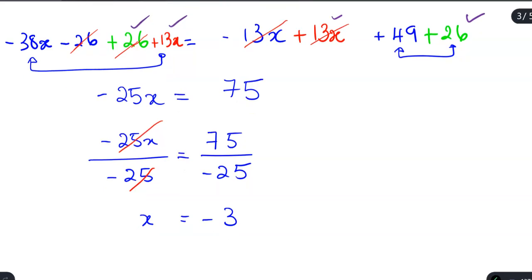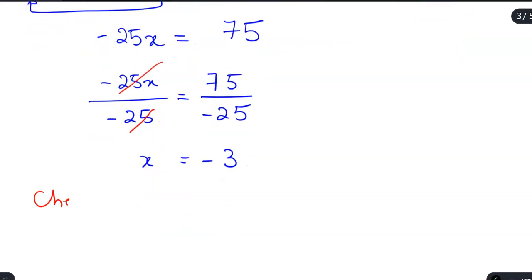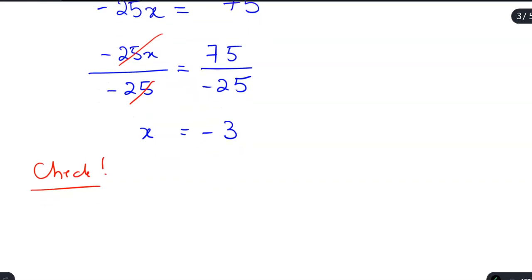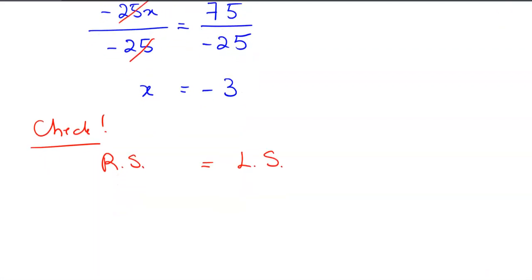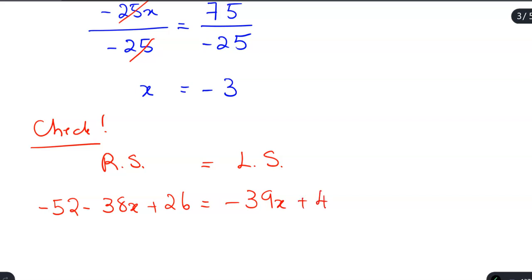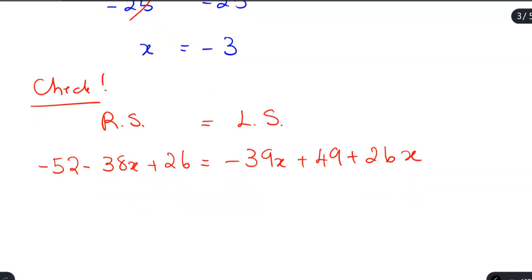Okay, now we are going to do the check. Make sure that we know how to check our answer: the right hand side equal to the left hand side. So that means you are going to rewrite the exact equation that you have. Okay, so you will write negative 52 minus 38x plus 26, and negative 39x plus 49 plus 26x. Exact same thing on both sides.